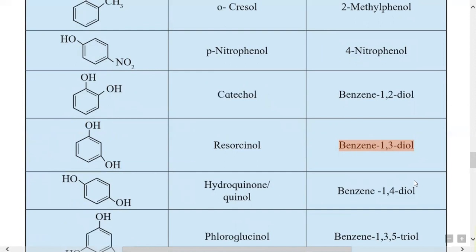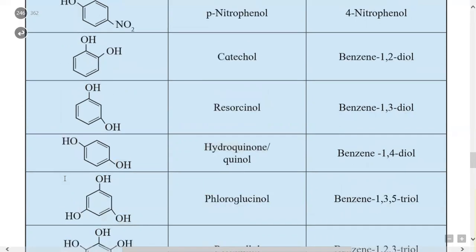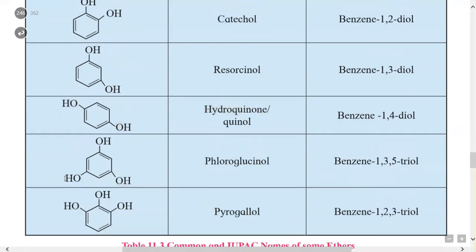The next example: here OH groups are present, again two, but they are present at para position to each other, or 1,4 position. The common name is hydroquinone, also called quinol, and the IUPAC name is benzene-1,4-diol. So that is the IUPAC name.